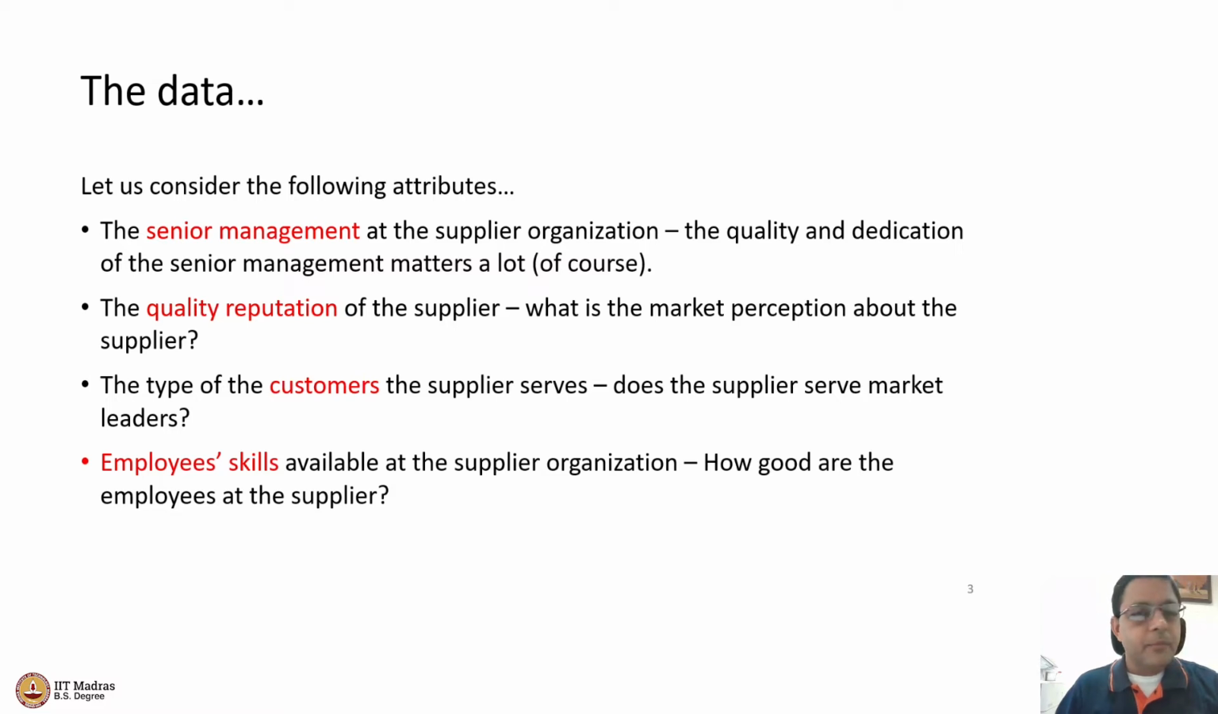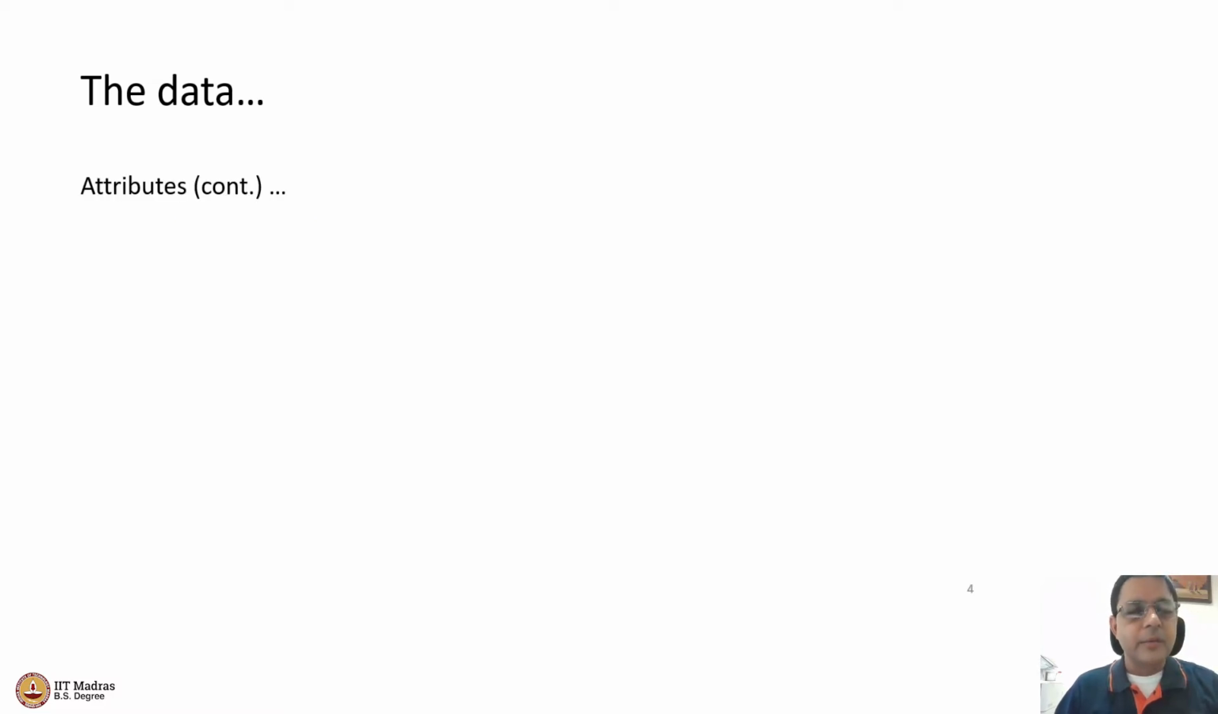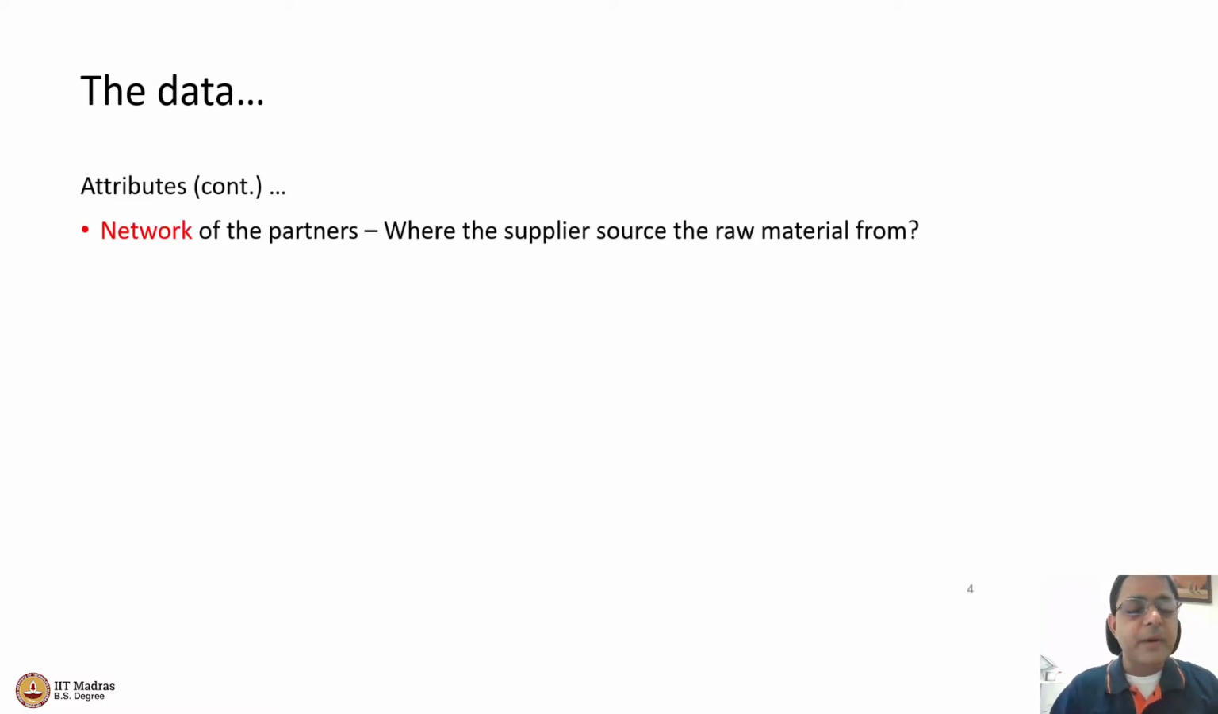Let us look at more attributes. The network of partners. The supplier themselves are not going to do everything by themselves. The suppliers are going to get some raw material from outside. They are going to get some service from outside. Let us take an automotive example. Now, as I had mentioned in the last session, most of the major automobile manufacturers don't make a lot of products in-house. They get it outsourced.